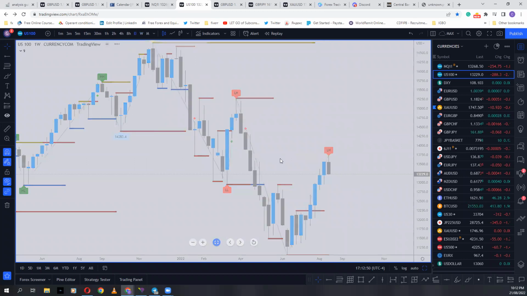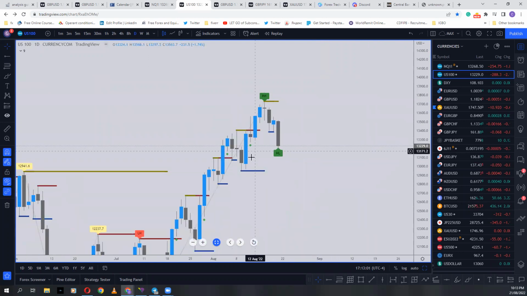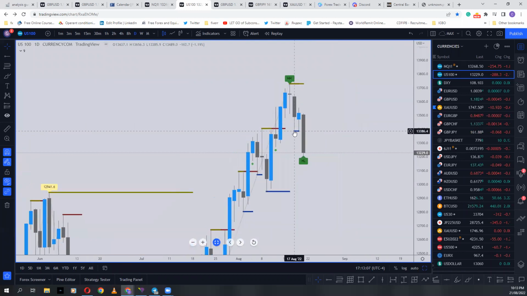So let's look into the daily time frame. Looking at the daily time frame, this is still bullish, but we have a short-term change of character here.